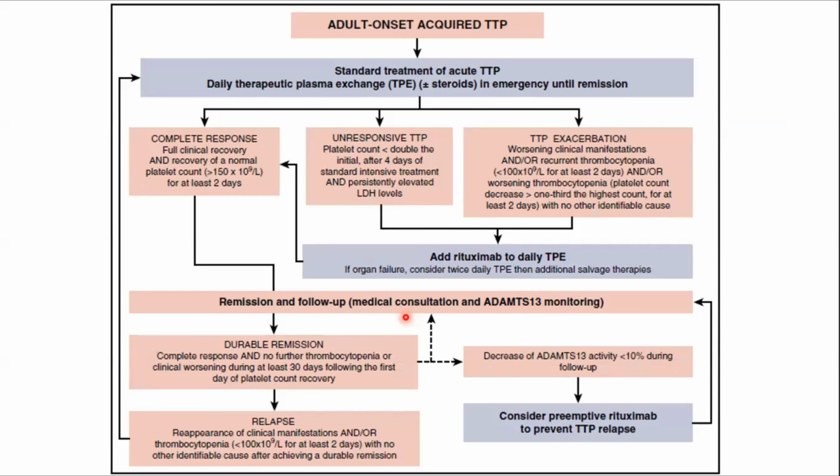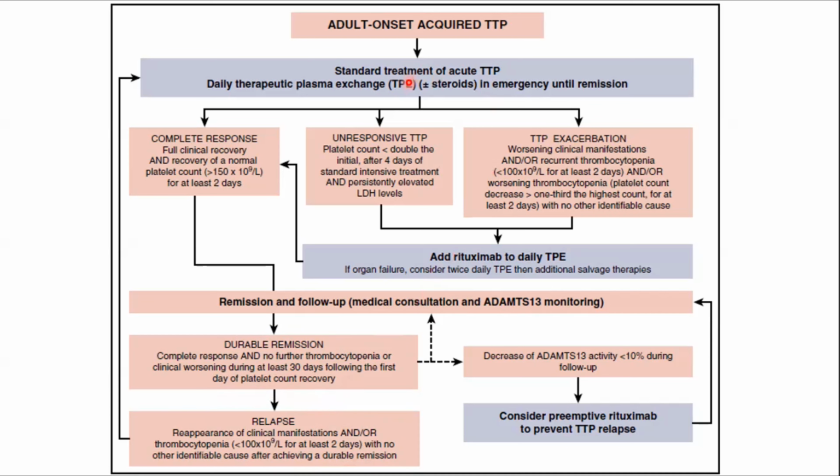So this chart shows the approach to the management of the adult onset acquired TTP. When there is adult onset acquired TTP, standard treatment of acute TTP with the therapeutic plasma exchange is started along with the steroids in emergency until remission. And if there is complete remission, then patients should be kept on the follow-up with a medical consultation and ADAMTS13 monitoring. And if there is relapse, then we can proceed with the management of the relapse.